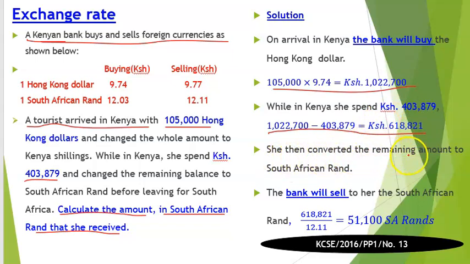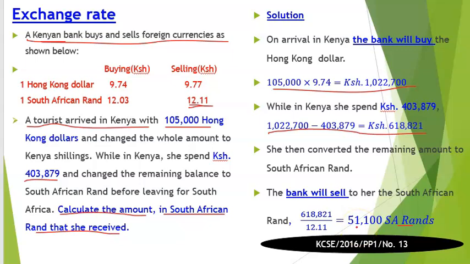So she again goes to the bank, and what will the bank now do? The bank is now going to sell the South African rand to the tourist. So the bank is selling the South African rand at 12.11. So if one South African rand goes for 12.11 shillings, 618,821, we will divide it by 12.11, which is going to give us 51,100 South African rand. So by the time this tourist is leaving the country, she will leave with 51,100 South African rand.